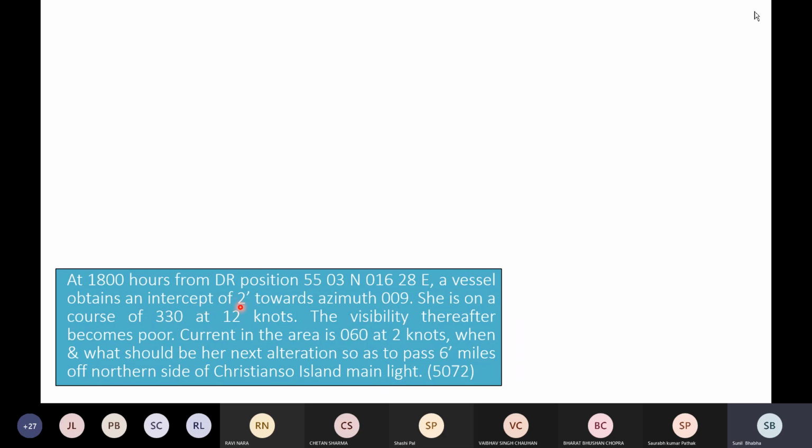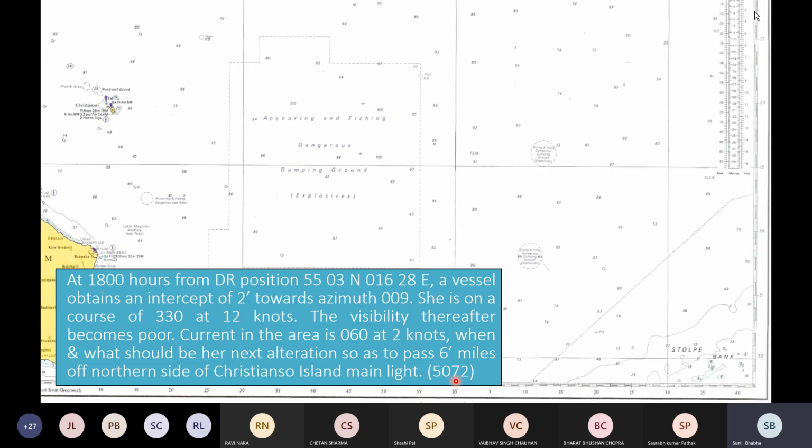They have given us a single PL. The initial position is not known to us, and they want us to find out the courses. The first course to steer is obviously given, but the time for alteration and the next course is required to be found out. Now this is based on chart number 5072. So let's open up the chart of this particular area. We have the chart on the screen now.